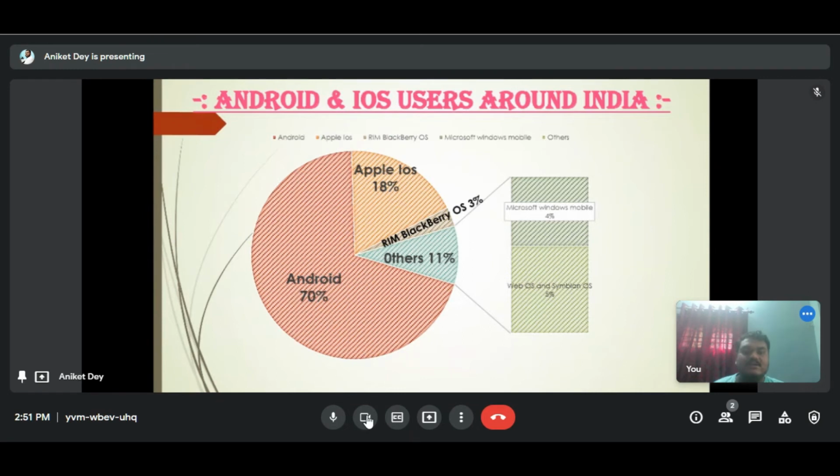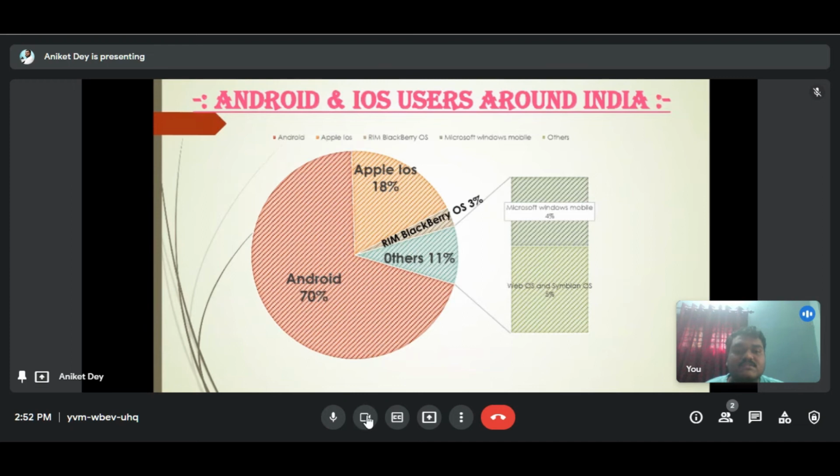That means if we focus on the pie chart, we see Android is used by 70% of people. Why? Because it is easy to use, and it is user friendly. It's not rocket science to use it, and anyone can use it, and it has its own security facilities.